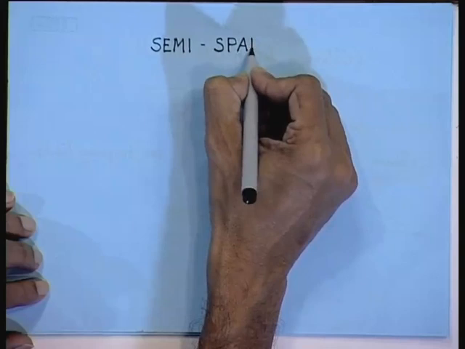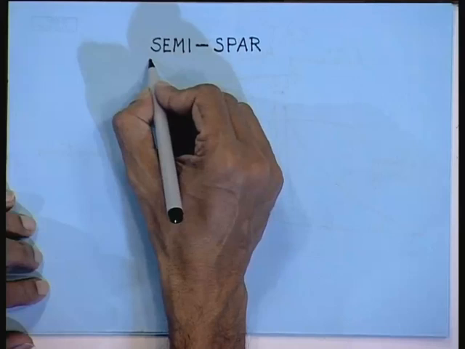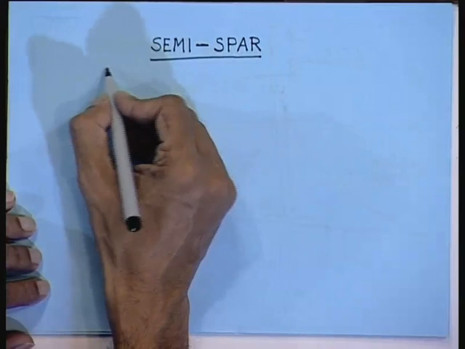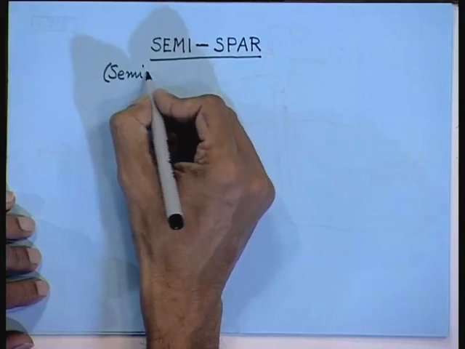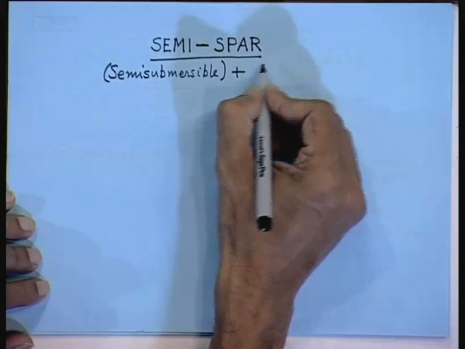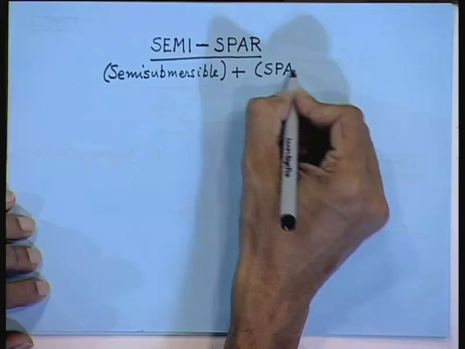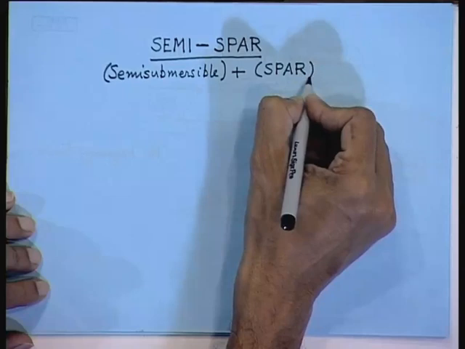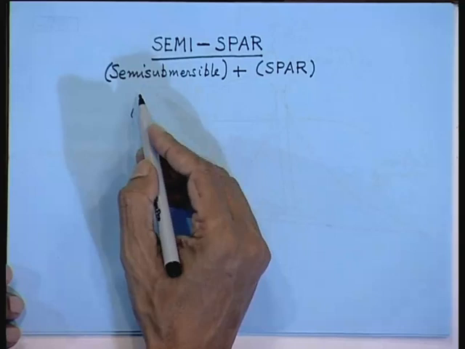So what is this semi spar? Semi spar is a combination of a semi submersible plus spar. Now you all know what a semi submersible is; TLP and semi submersibles I have talked about. Now this is a combination of a semi submersible and a spar.